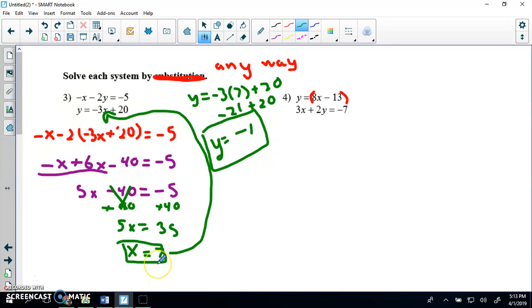Remember, don't just solve for x. We want to solve for both variables. Okay, that's how you do substitution. You do the same thing down here. You just take that and plug it right in, distribute that 2 out.